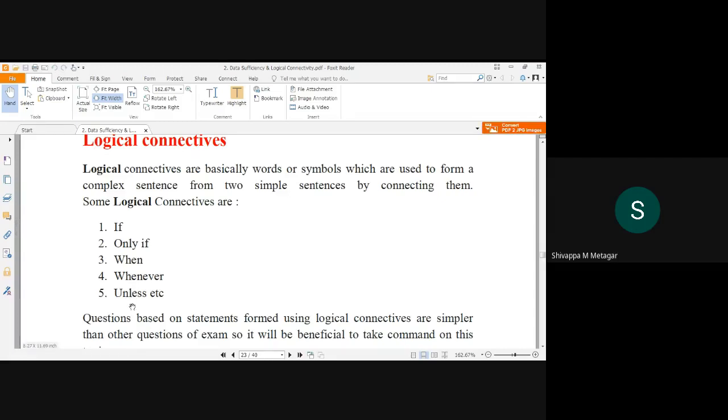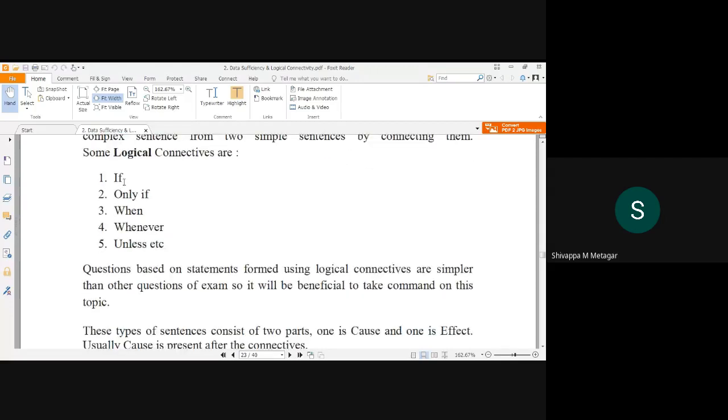These are the logical connectives. This connective can combine two simple statements. After combining, that statement should be in the form of a complex sentence. There are so many logical connectives, but here I have taken only five. The first one is if, second is only if, third is if and only if, fourth is whenever, fifth is unless. By using these logical connectives, we combine two simple statements to make one complex sentence. Let us see them one by one in detail.